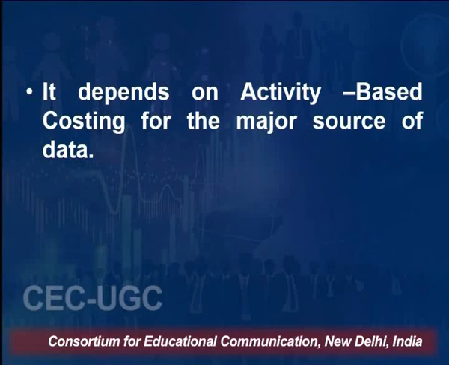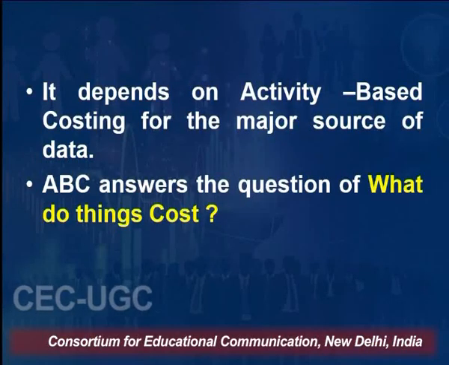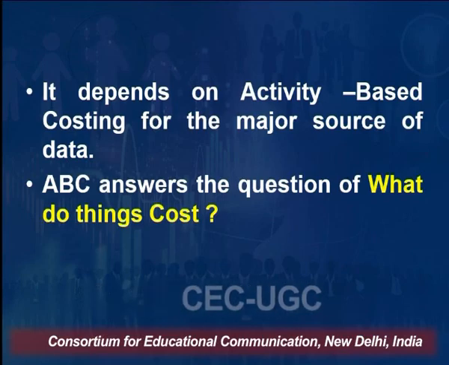Just do remember that this entire technique of activity based management is completely dependent on activity based costing, because the entire data is coming from that place only, that is activity based costing. So if you wish to understand what is activity based management, knowing activity based costing is essential, which I am going to discuss with you very soon. And ABC answers the question of what do things cost. When we will be conducting ABC, that is activity based costing, we shall be answering the question of what do things cost. Suppose you are producing a product, what exactly shall be the cost?